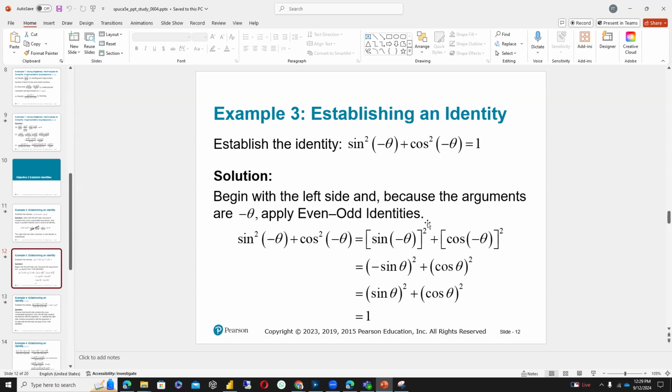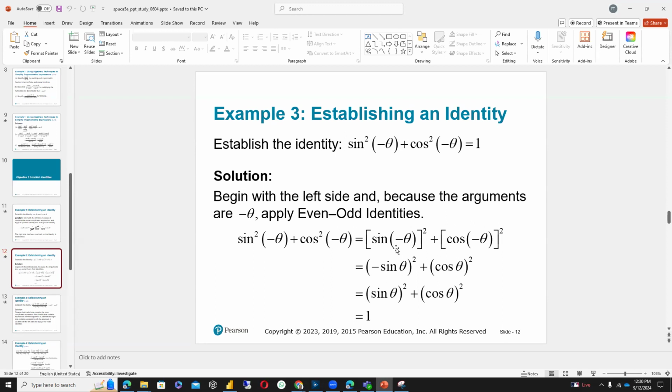With even and odd identities, sine squared of negative theta is the same thing as taking the sine of negative theta and squaring it. Similarly, cosine squared of negative theta is the same thing as taking the cosine of negative theta and squaring it. Because cosine is an even function, having a negative angle doesn't mean anything. It's the exact same thing as cos theta, so they're able to replace cosine of negative theta with cosine of theta, because cosine is an even function, so this negative doesn't make any change.